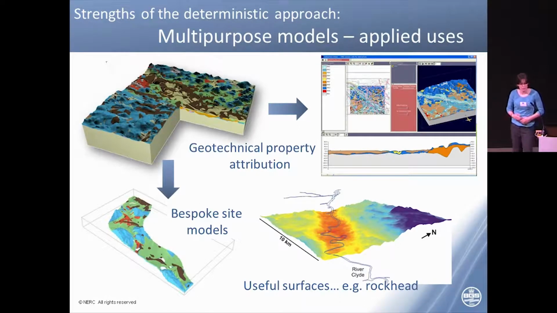They're also very useful for looking at different applied uses because you can parameterize with different geotechnical properties and build specific high-resolution models that sit within the wider model. And you can also output useful surfaces, so maybe the top of the till or something like rockhead, the base of the superficial deposits. They can have particular uses as well. So there's a lot of different things that you can bring out from the models which can be applied.